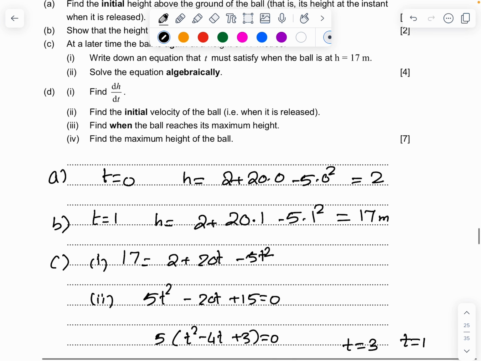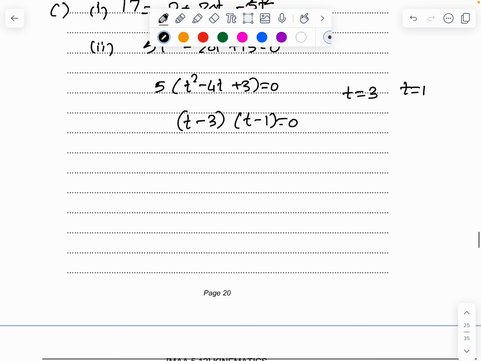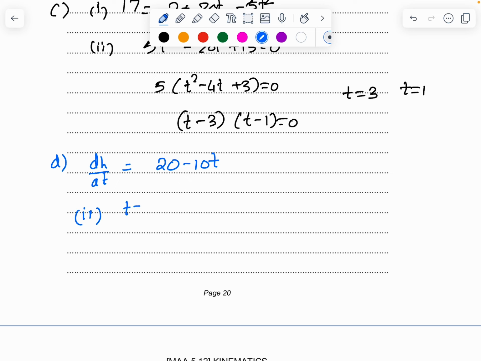Find dh by dt, find the initial velocity, when the ball reaches maximum height, and find the maximum height for part D. So what is dh upon dt? Equals 20 minus 10t. For part 2, at time equals 0, dh upon dt should be equal to 20 minus 10 times 0, which is 20.